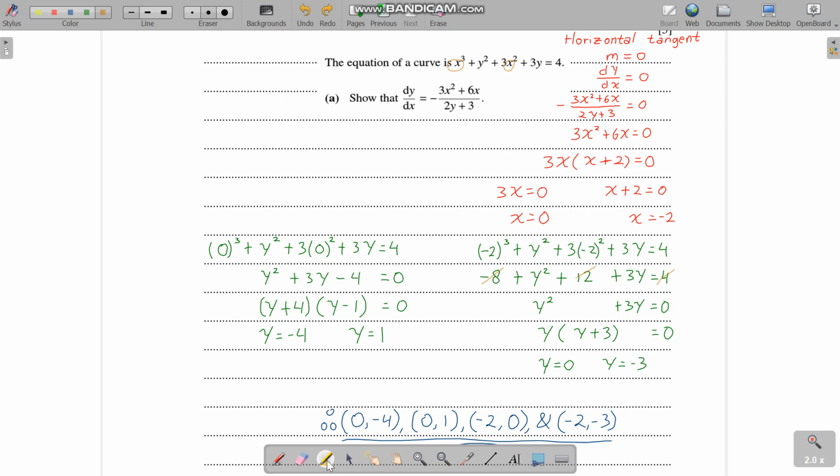This means we have 4 coordinates. When the x is 0, the y can be minus 4 or 1, so (0, minus 4) and (0, 1). And when the x is minus 2, the y can be 0 or minus 3, so (minus 2, 0) and (minus 2, minus 3). Alright, so we have 4 solutions.